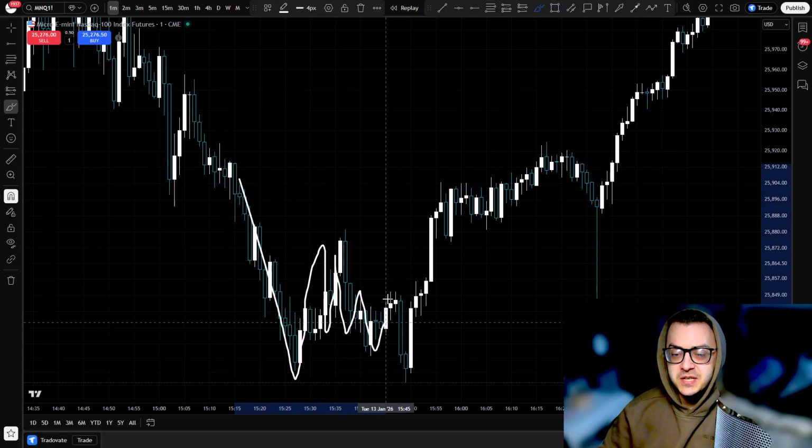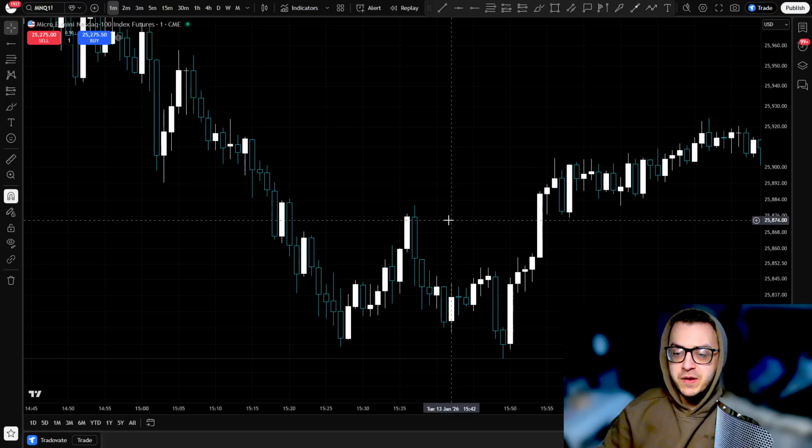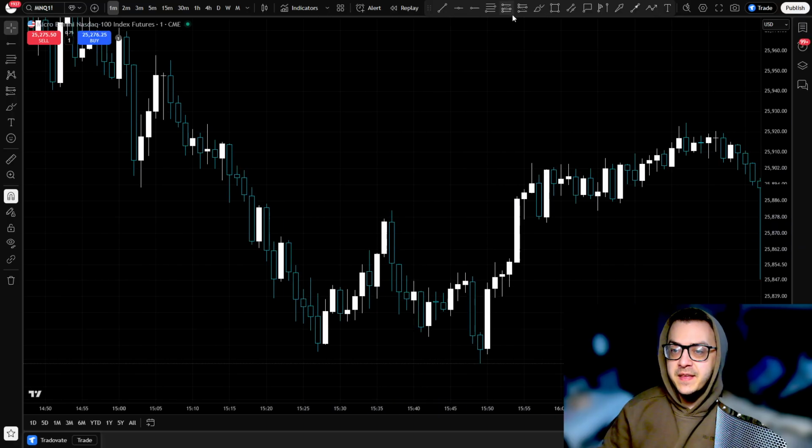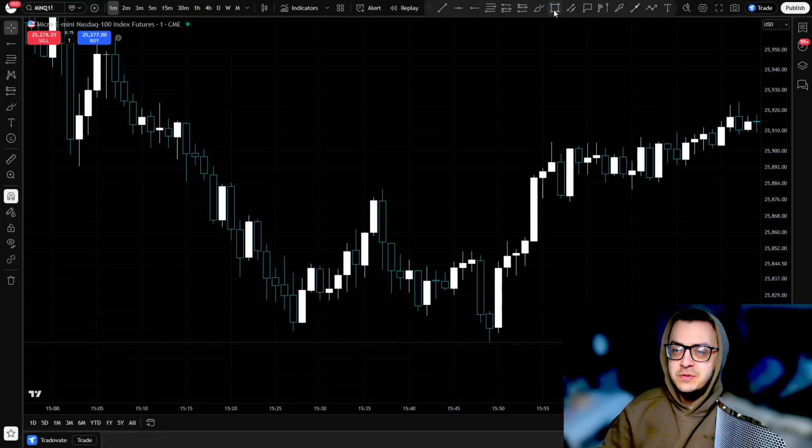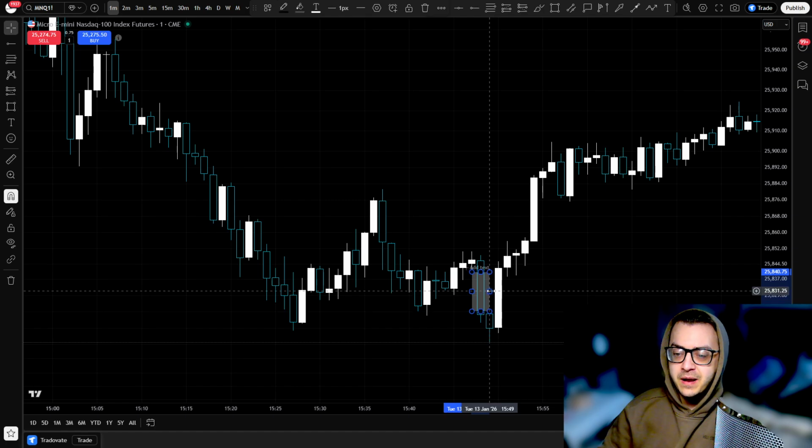Start to accumulate here, as you can see. In hindsight, a pretty obvious sideways accumulation. And then you can look at this. We come down, we sweep the low, and this is an absolutely beautiful 3 candle pattern V shape.